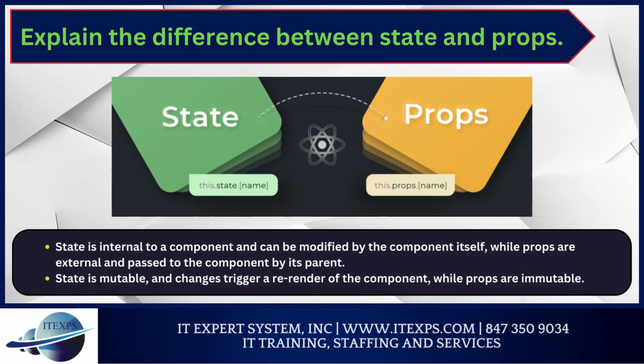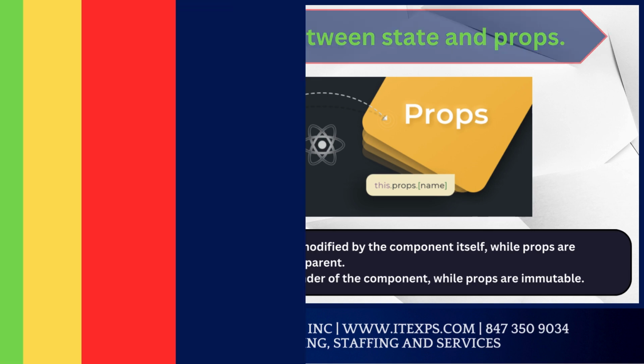Explain the difference between state and props. State is internal to a component and can be modified by the component itself, while props are external and passed to the component by its parent. State is mutable, and changes trigger a re-render of the component, while props are immutable.